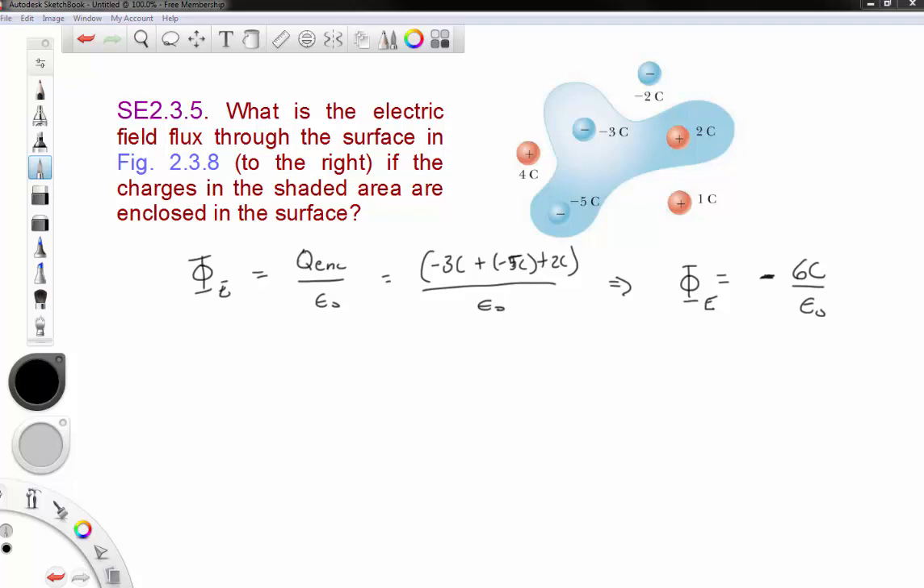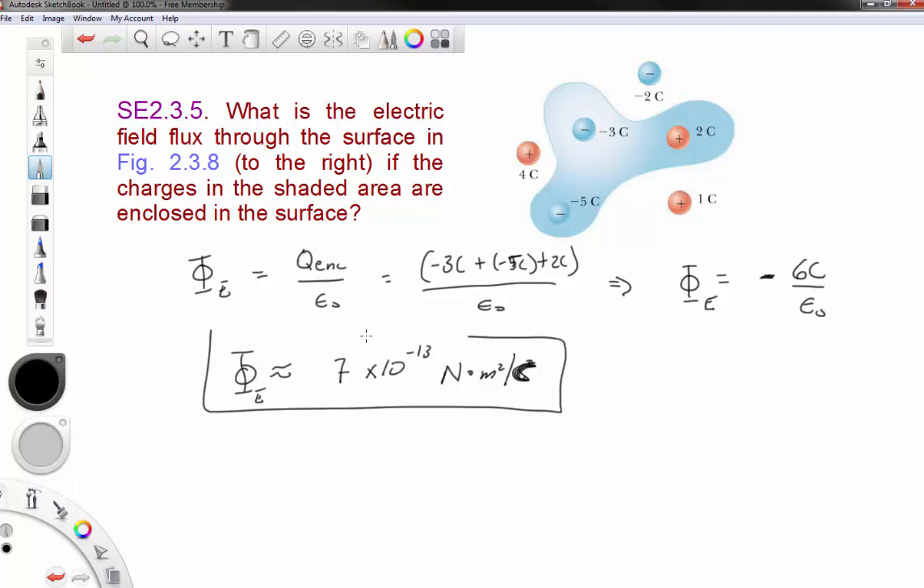And we can, in fact, calculate that because, again, epsilon naught was 8.85 times basically 10 to the minus 12 coulomb squared per newton meter squared. So this entire thing then has a flux of, if you divide 6 by that, approximately, I guess with one significant figure, this would be basically 7 times 10 to the minus 13 newton meters squared per coulomb. Coulomb, not coulomb squared. So that's the total flux outward from this surface.